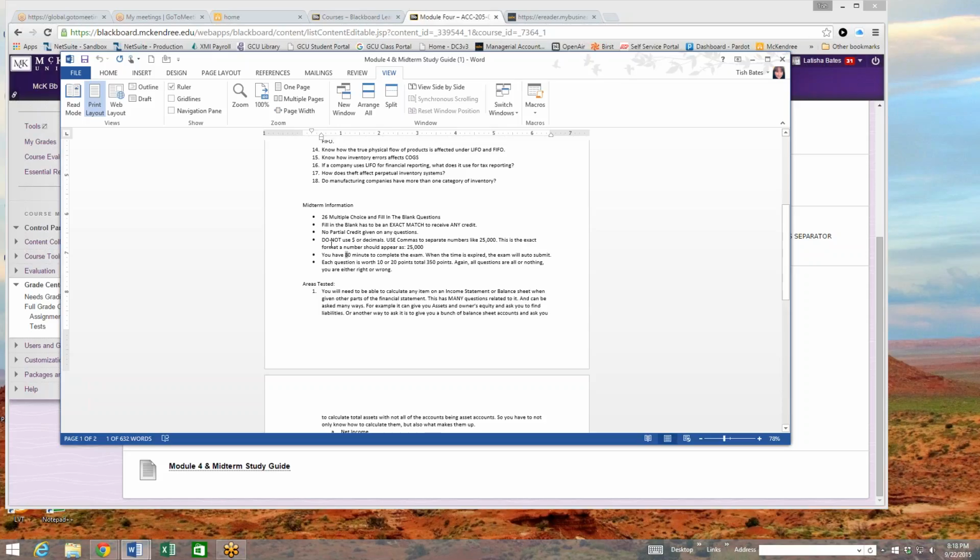One thing to note in here too, and I need you to pay strong attention to this: do not use a dollar sign or decimals. Use commas to separate numbers like 25,000. This is the exact format a number should appear in. And it shows you right here, 25,000. That's the number that you will put in on these fill-in-the-blank questions where you have to calculate something. So don't use a decimal.